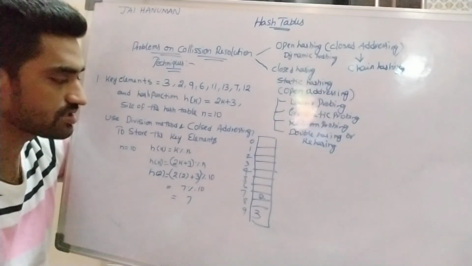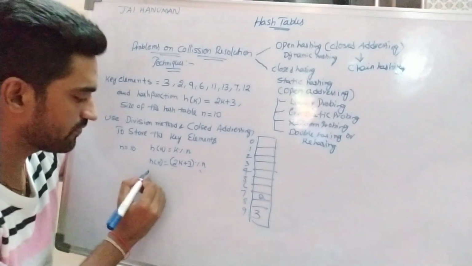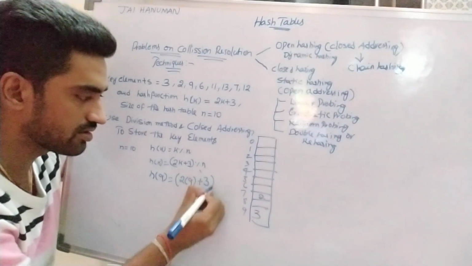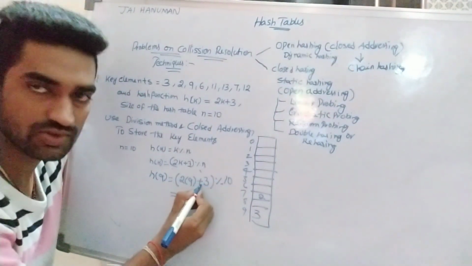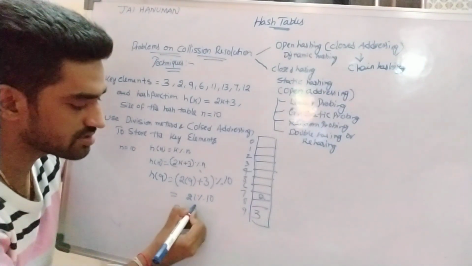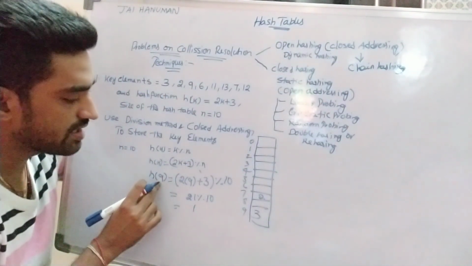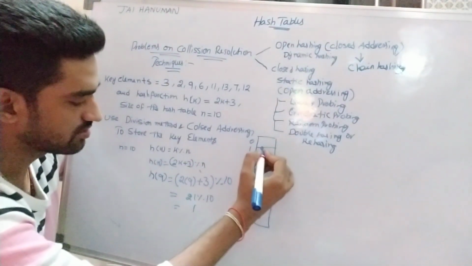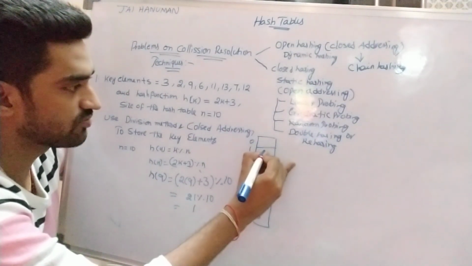Right? Then we are discussing our next inserted element, that is h of 9. H of 9, 2 into 9 plus 3 modulo division of n, 10. Right? So 18 plus 3, 21 modulo division of 10. So 21 modulo division of 10 means remainder is 1. So that's why 9th key element is inserted at first position. So here no collision is there. So that's why directly we are inserting 9 at position 1. Right?